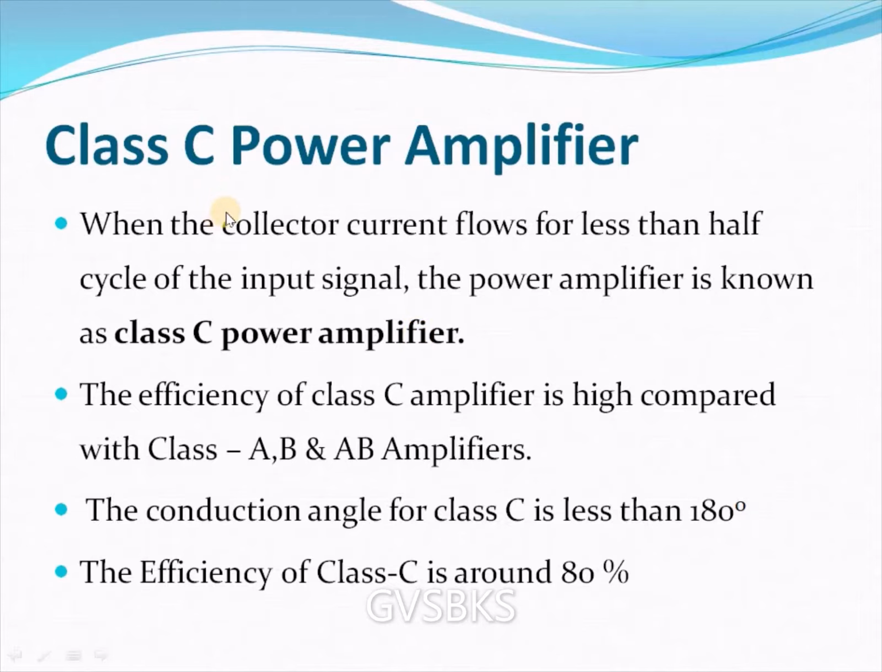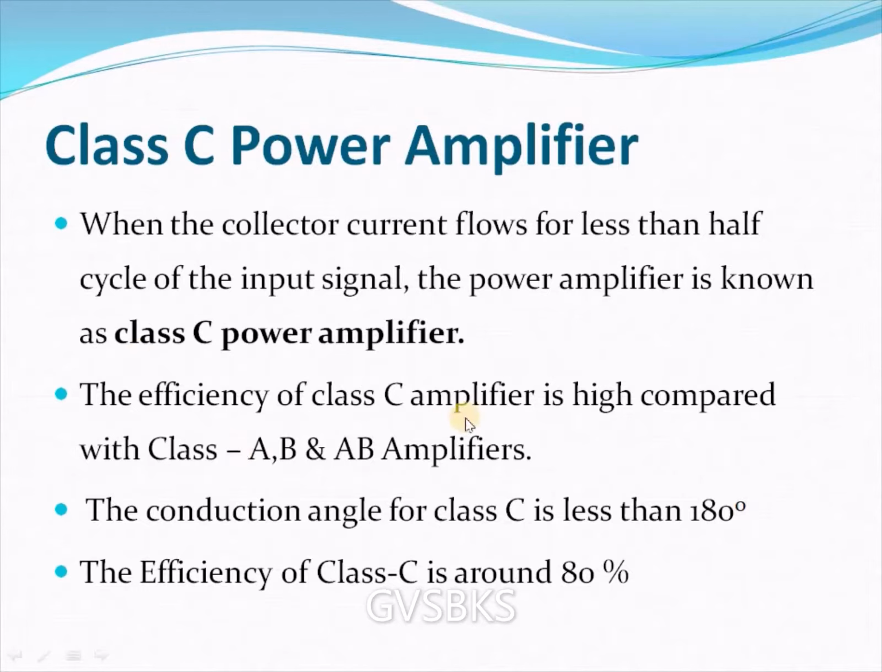We know that in class C type of power amplifiers, the collector current will flow for less than half cycle, which means it is less than 180 degrees that it will flow. The output current will flow less than half cycle. Such a type of power amplifier is called class C type of power amplifier.